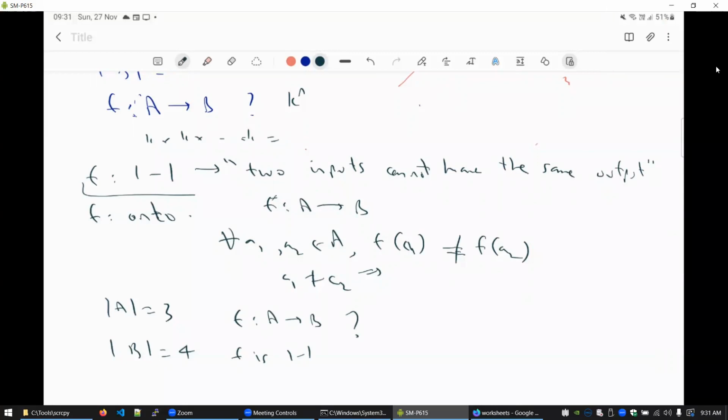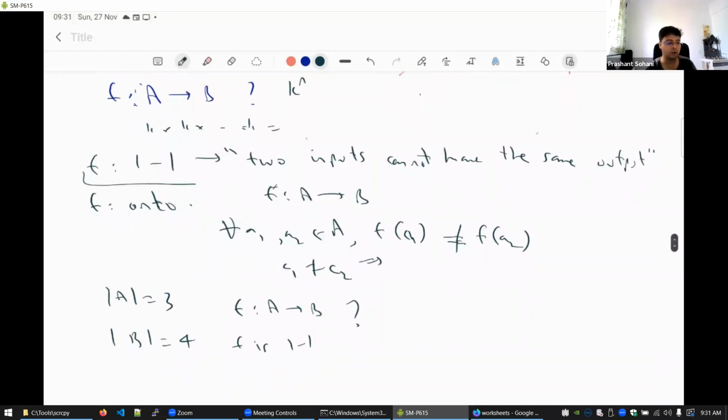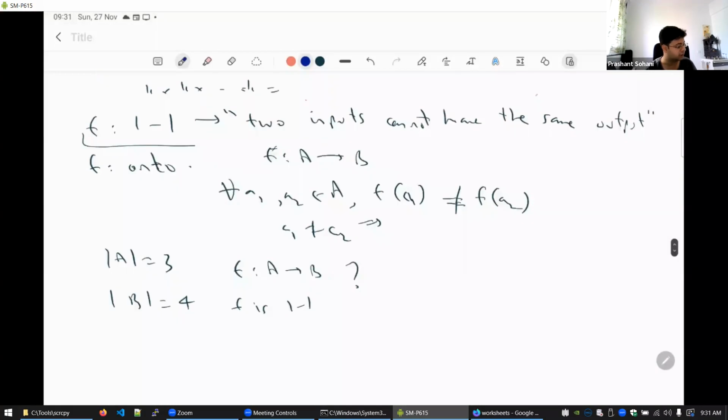Should be 4 times 3 times 2, right? 4 times 3 times 2, correct? So this is where, what you are saying, Anushka, is that once the first element has been assigned, that option is no longer available for the second element. That logic will work here, correct?